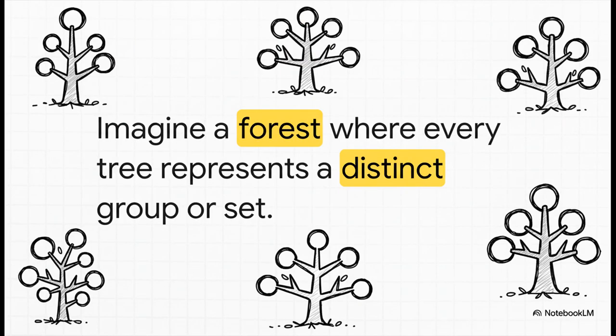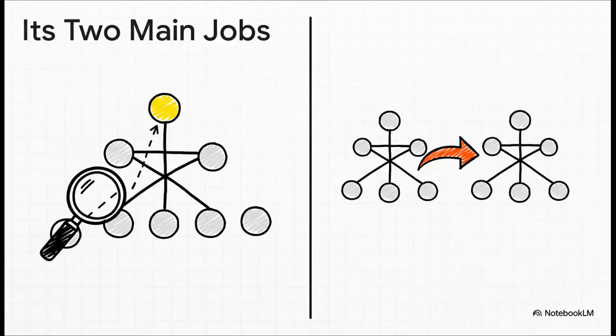Okay, the best way to visualize this is to picture a forest. Seriously, every single tree in that forest is one of our separate groups. Every person or item is just a node in one of those trees. And here's the key. If you're in the same tree, you're in the same group. Simple as that. And this whole structure really only does 2 main things.